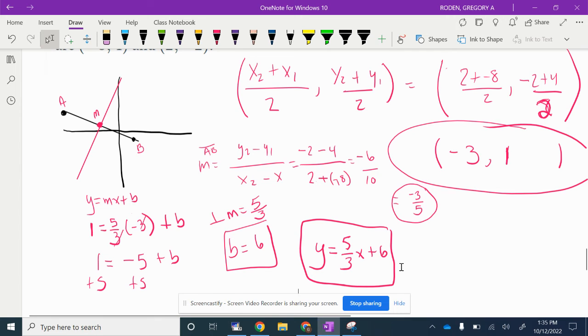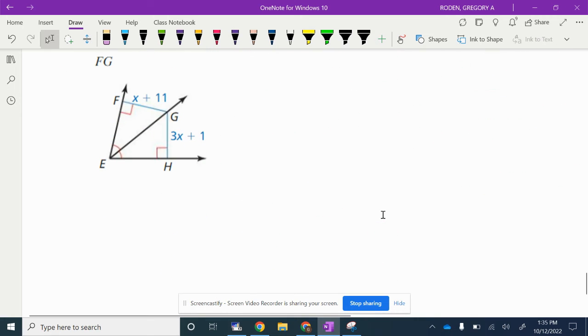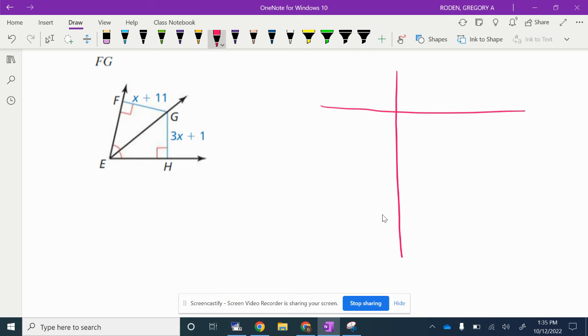All right, ladies and gentlemen, what box are we in? 11. All right. Figure out the value of x. On this one, I actually do want you to do a statement reason on it. Sorry, I lied before. I apologize, but I do want a statement reason. And all I want to know is the length of FG.